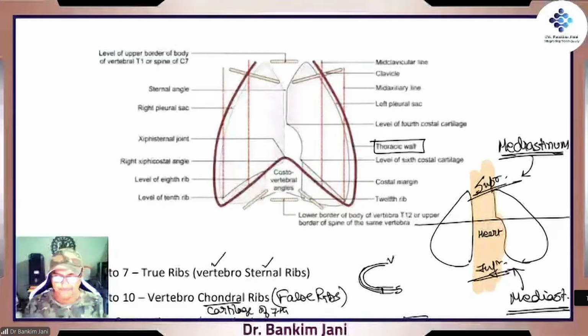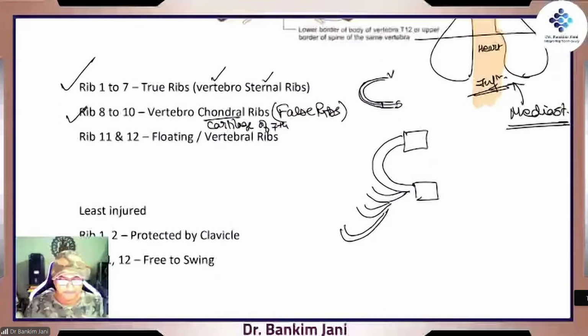We'll see that bucket. So that is rib number 8 to 10. They are starting from the vertebra, but they are ending on cartilage. So these 8, 9, and 10 are ending on cartilage, and that's why they are also called false ribs. And ribs number 11, 12 are floating. Their ends are free. So they are called floating or vertebral ribs. Their posterior end is the vertebra, and the anterior end is free.